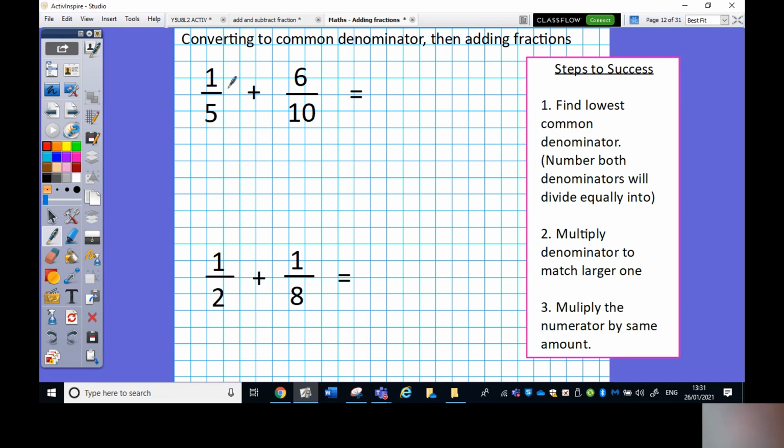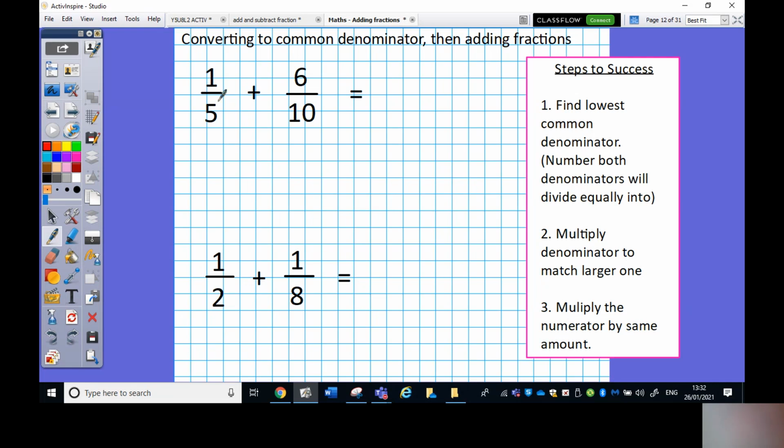So, if we have two fractions that we're adding together and they have different denominators, we need to convert them so that they have a common denominator. Let's take a look at our steps to success. Number 1, find the lowest common denominator. Remember, it's a number that both denominators will divide equally into. Number 2, multiply the denominator to match the larger one. And then 3, multiply the numerator by the same amount.